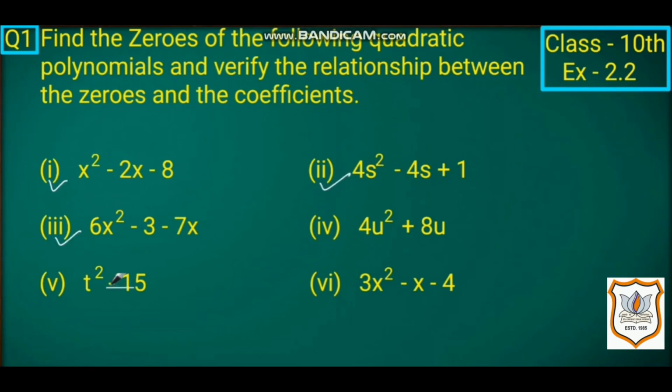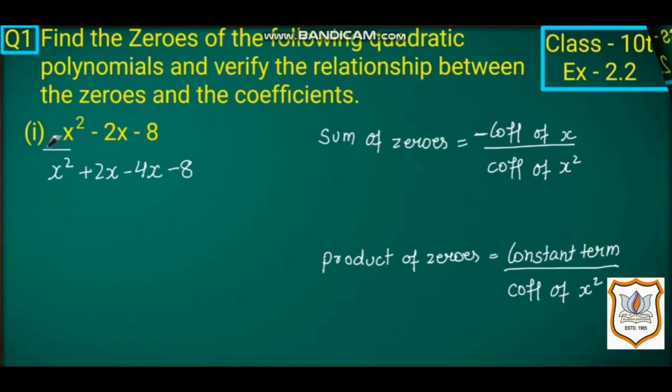Now we have to solve all the questions one by one, step by step. Let's start with the first question. Find the zeros of the quadratic polynomial and verify the relation between zeros and coefficients. First, x square minus 2x minus 8.